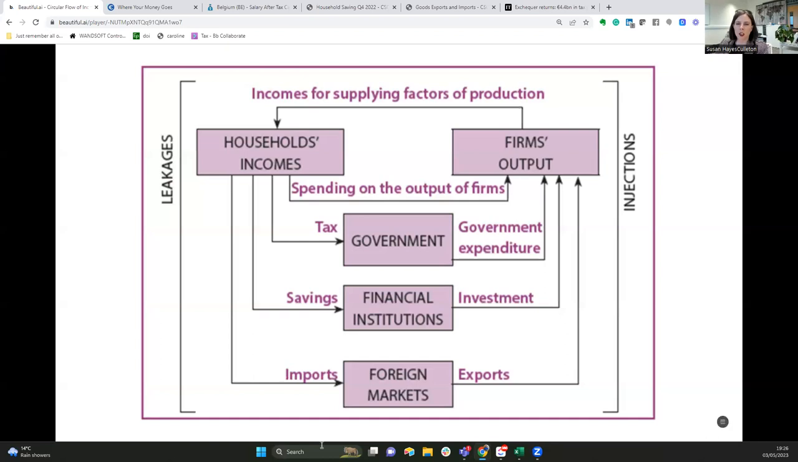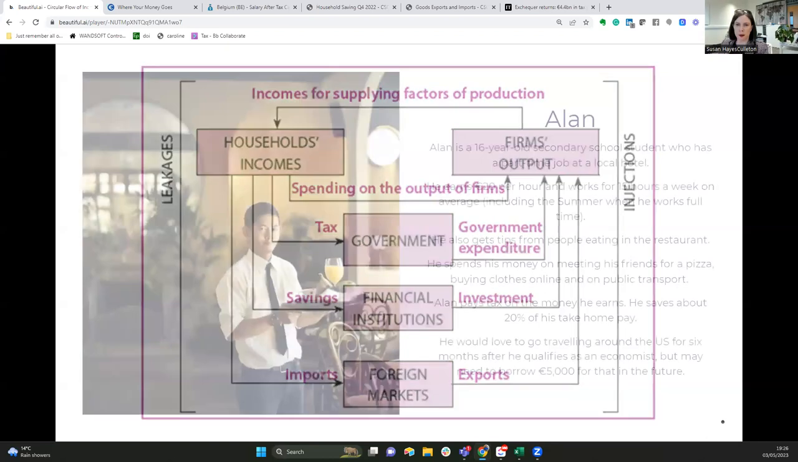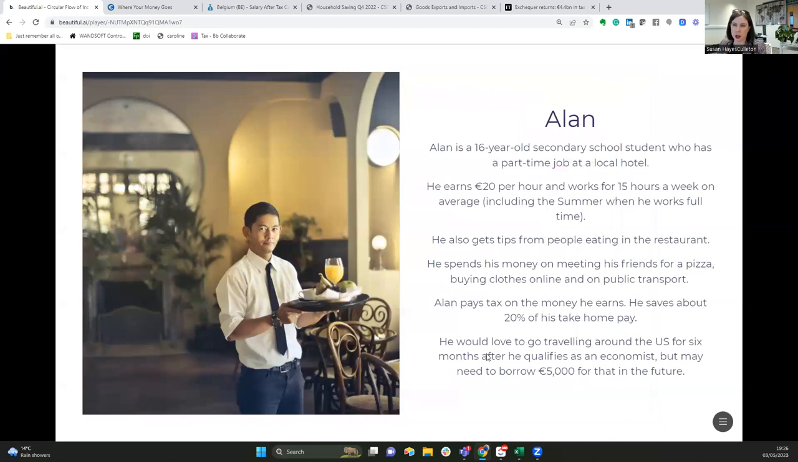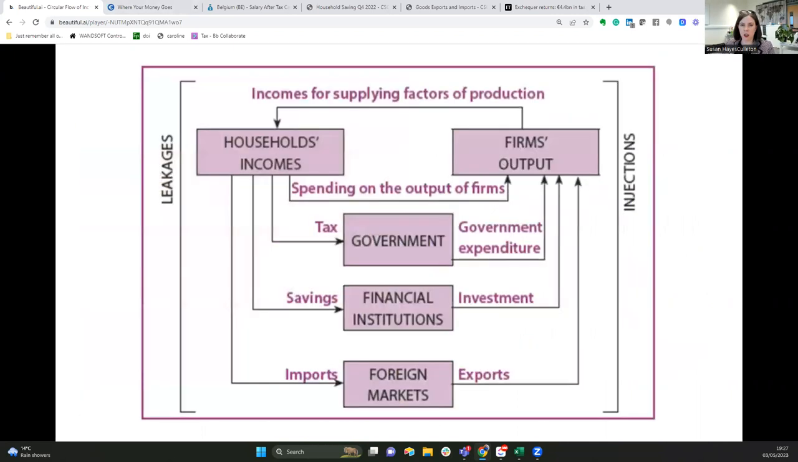Now, the other thing, of course, is that Alan told us about his plans, and he said he'd love to go traveling around the US for 6 months after he qualifies as an economist, but he may need to borrow 5,000 euros for that in the future. So if he wants to borrow 5,000 euros, and he needs to go to a financial institution in order to do so, where would he get that money? Well, we're back to the circular flow here. He would get it from a financial institution, but where they would get the money is from the savings.